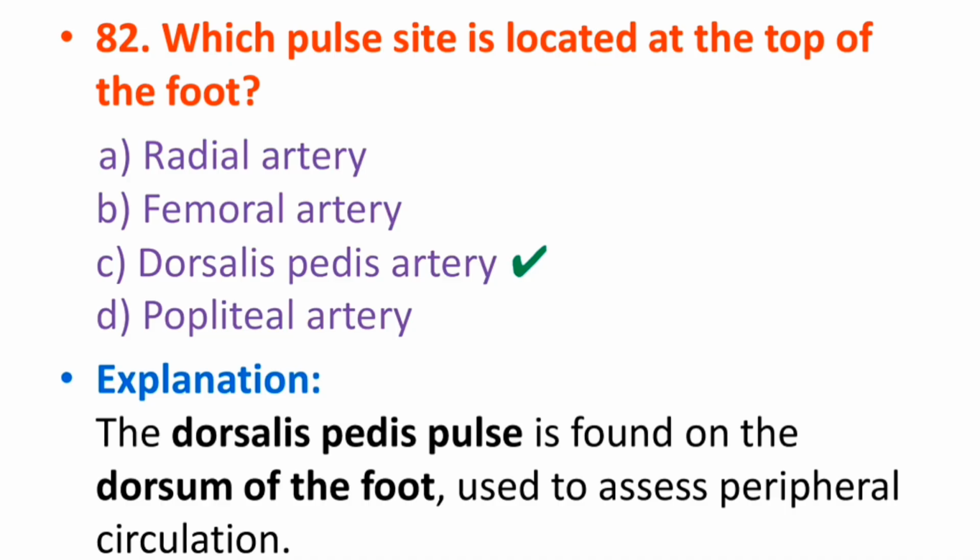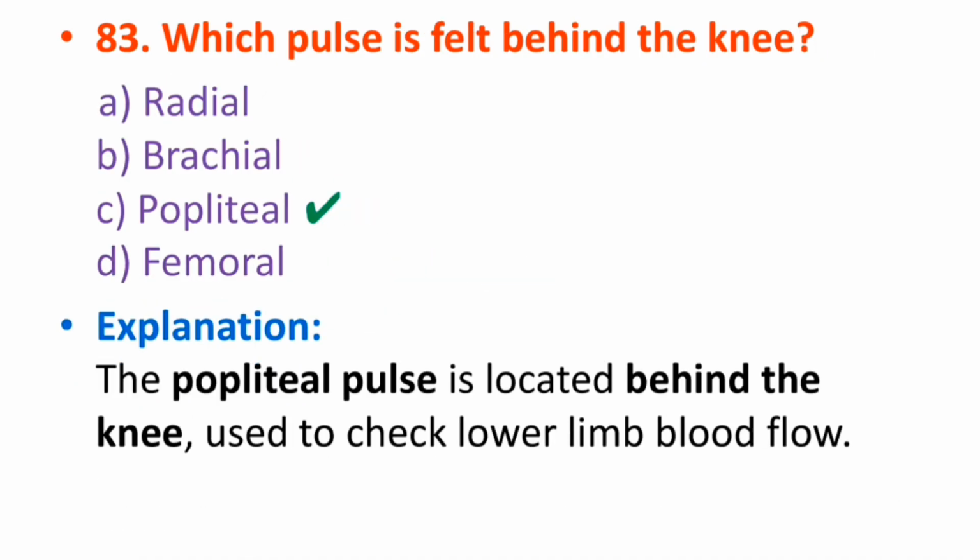Which pulse site is located at the top of the foot? Option A, radial artery; option B, femoral artery; option C, dorsalis pedis artery; option D, popliteal artery. The correct answer is option C, dorsalis pedis artery. The dorsalis pedis pulse is found on the dorsum of the foot and is used to assess peripheral circulation.